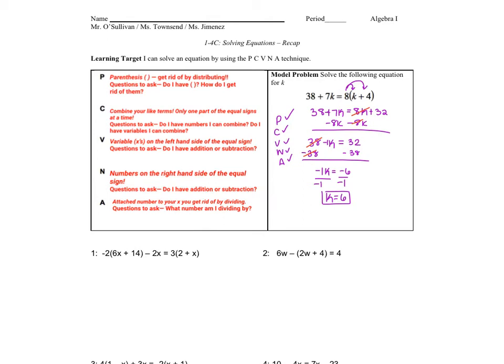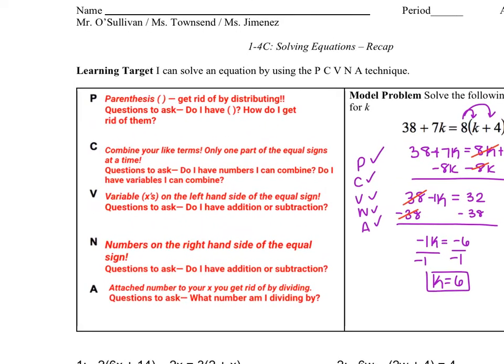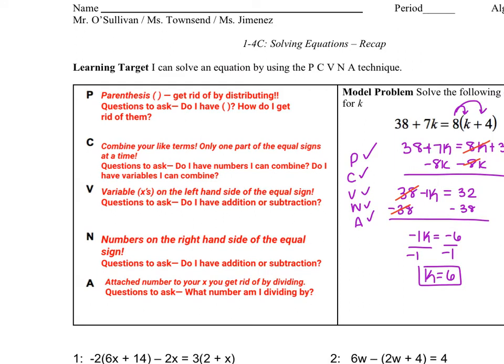All right. So today's learning target is I can solve an equation by using the PCV&A technique. And just so we can go over the procedure one more time, our P stands for parentheses. We get rid of this by distribution. And the questions that we want you to think about are, do I have parentheses? How do I get rid of them?